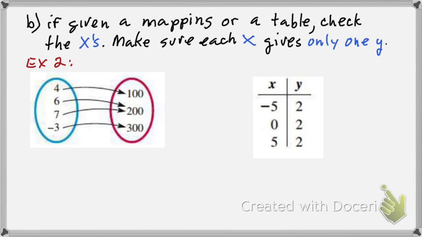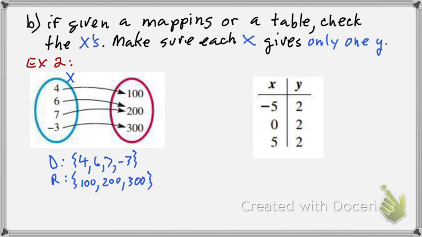What's the domain there? Parker? Here's my x's over here. 4, 6, 7. Yep. That's it. What's my range? Evelyn? 100, 200. That's it. Okay?